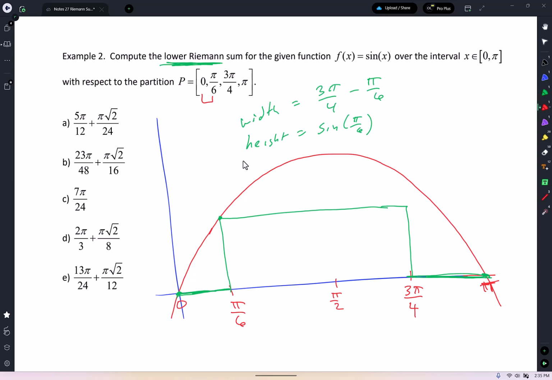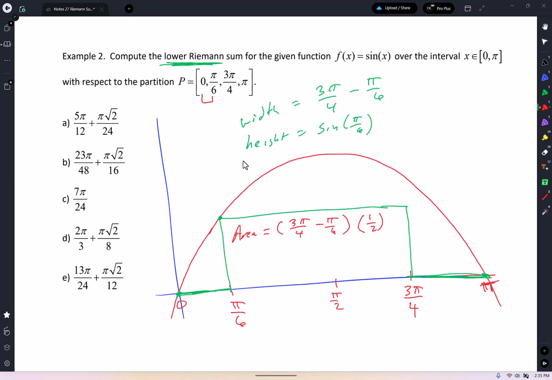So here we go. Area equals, parenthesis, 3 pi over 4 minus pi over 6. I guess you could tell the calculator to go 3/4 minus 1/6 and then turn it into a fraction, but we're not going to do that. We're going to do it by hand. Times sine of pi over 6. What's sine of pi over 6? Yeah, 1/2. I think I heard someone say it. It's not extreme pre-cal, guys. Make sure you know your unit circle.